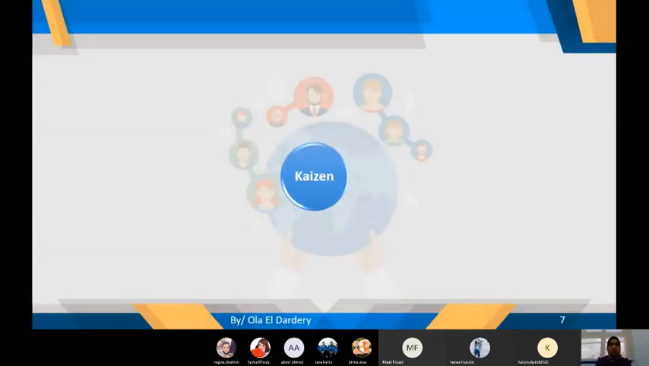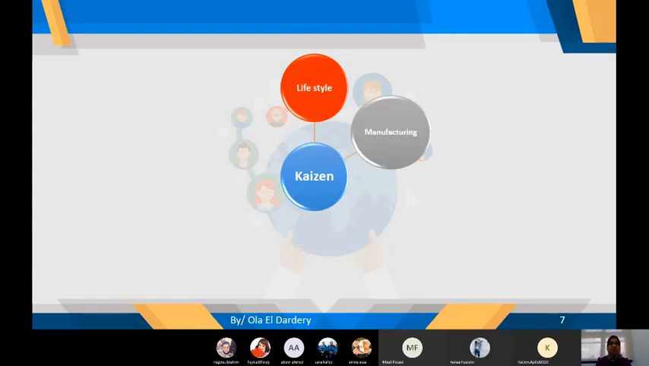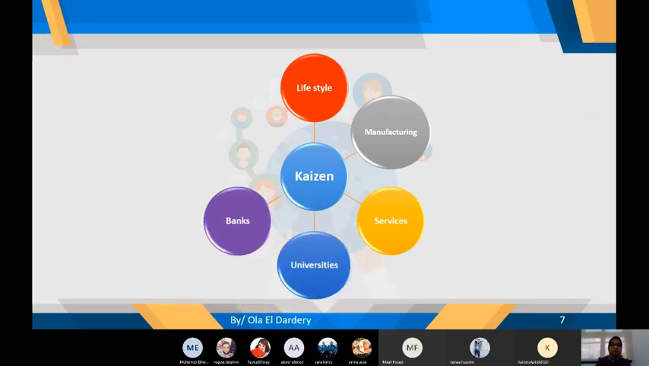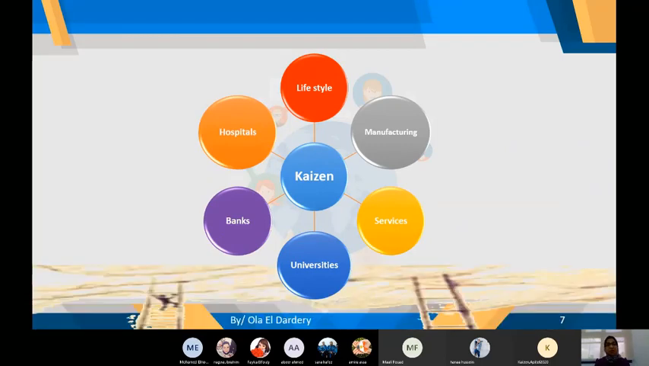Okay, so Kaizen could be used, and most importantly used, as a lifestyle in social life. It's also used in the manufacturing system, which is where it originated to start with. It originated in the manufacturing system, in factories and industry, and we're going to know how. And then in the service sector as well, it's used in universities, in banks, and in hospitals. Of course, universities are what we are going to be talking about today.